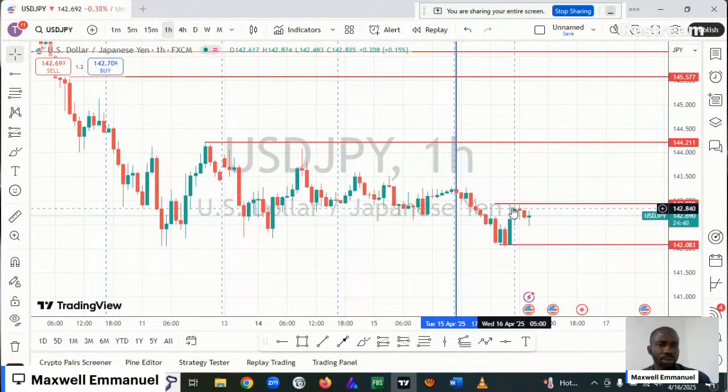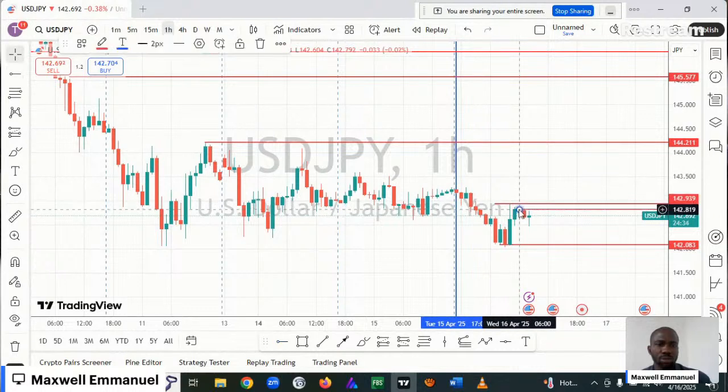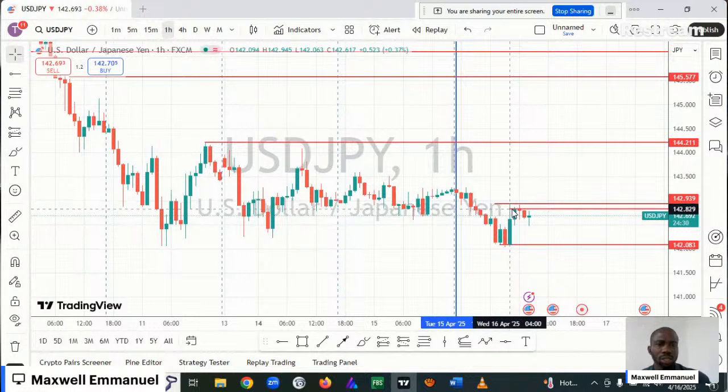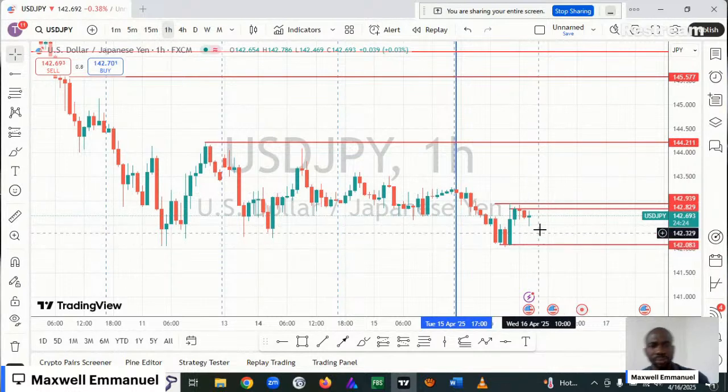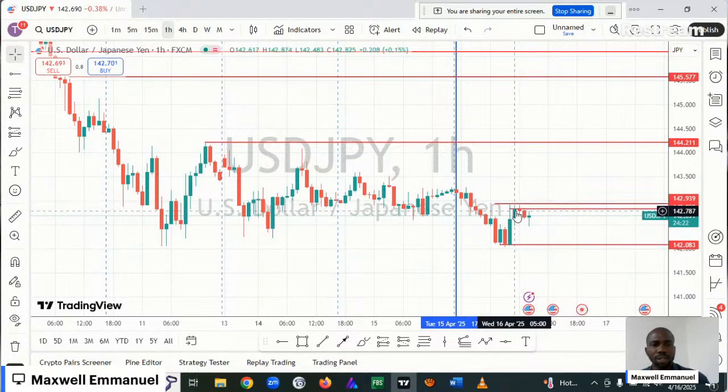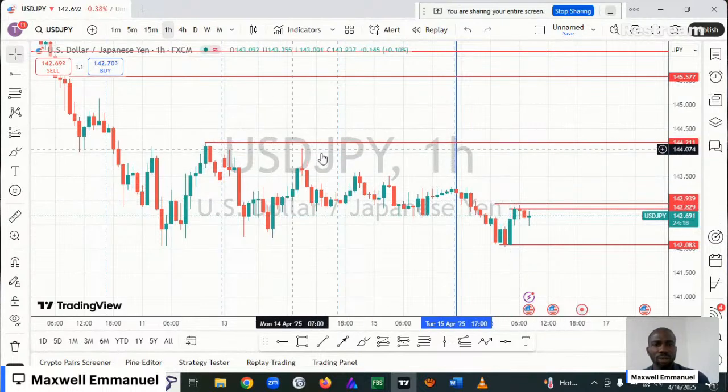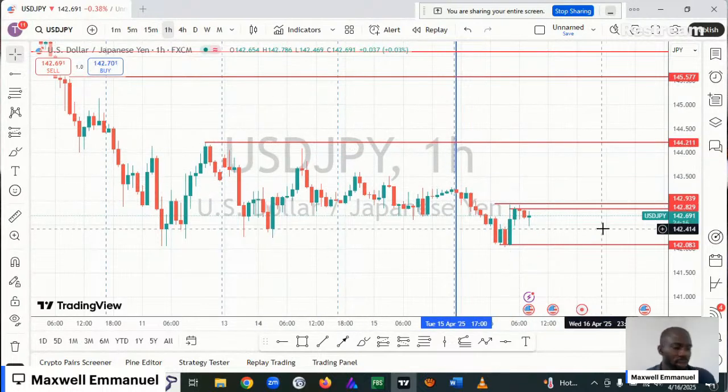The resistance has been created here. If price does not break out from this zone, we should expect more bearish moves and more sales on UJ. When a 4-hour candle breaks out from this resistance area, it's likely going to go for the buy side liquidity.